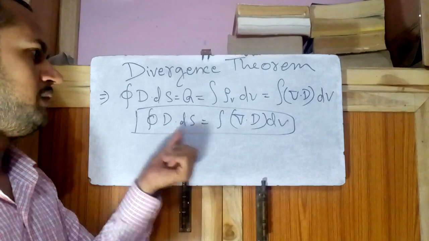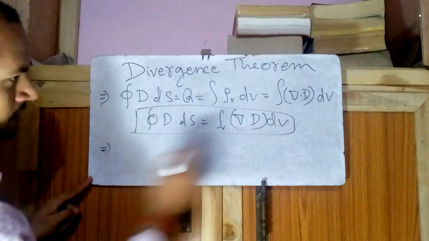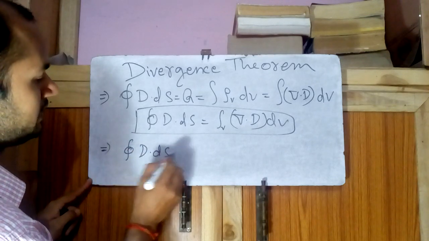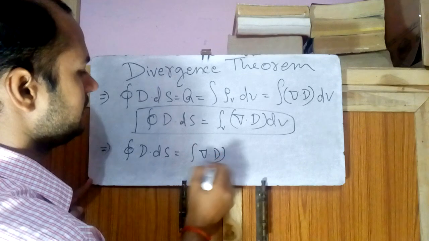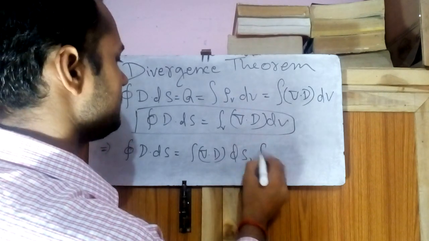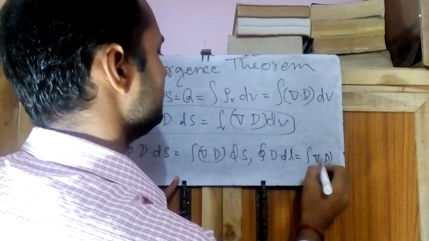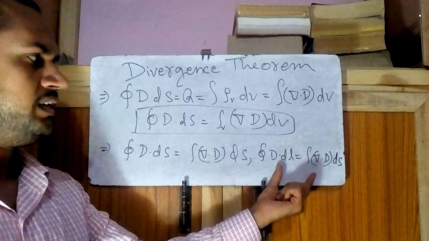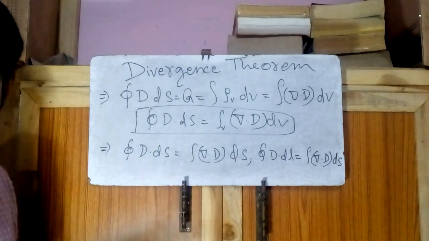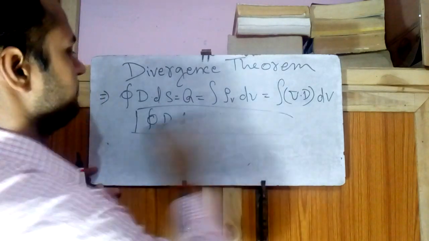Divergence theorem is the relation between surface and volume, right? Closed surface integration to volume integration. If I say that closed integration of D dot dS is equal to integration of del dot D dS, is it a divergence theorem? No. Like this, if closed integration of D dot dl is equal to integration of del dot D dS, is it divergence theorem? No. Here it is closed surface integration. So in the objective question you will get many wrong combinations and you will have to choose the correct option.